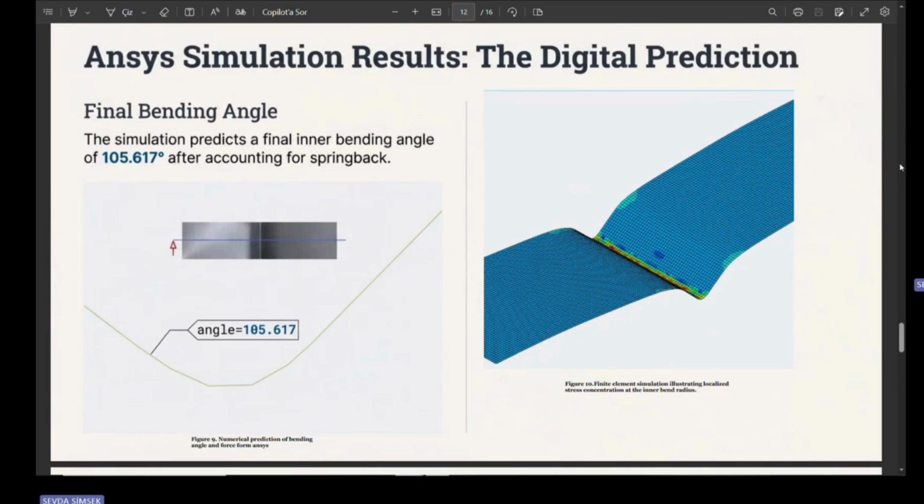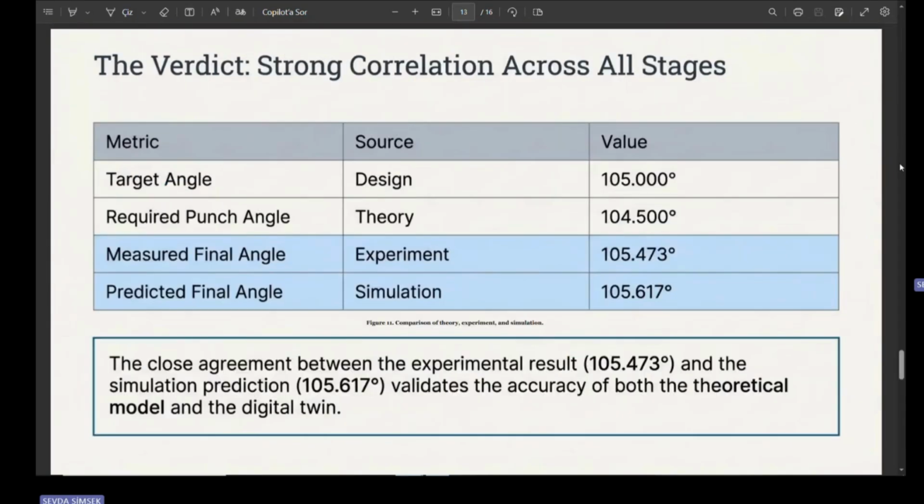In addition, stress concentration at the inner bend radius region during bending is clearly observed on the right. When the theoretical target, experimental measurement, and the numerical simulation results are evaluated together, a comparison among the three approaches is obtained. The result supports the accuracy of both the theoretical model and the numerical simulation.